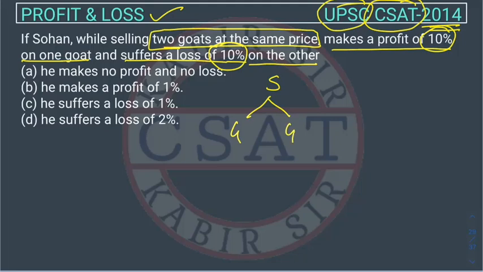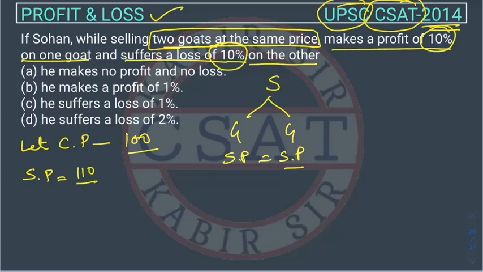And the selling prices are the same, right? We don't know the cost price. We just know that their selling prices are the same. So let's assume that the cost price of the first goat is 100 rupees. Okay. So now what will be the selling price? Because he is making 10% profit.